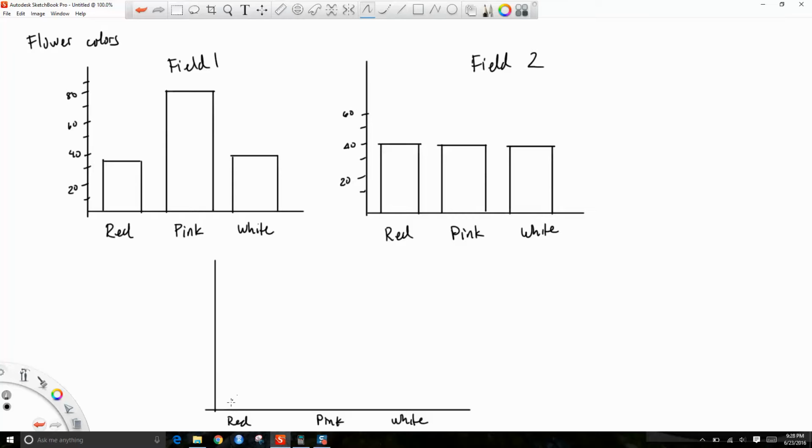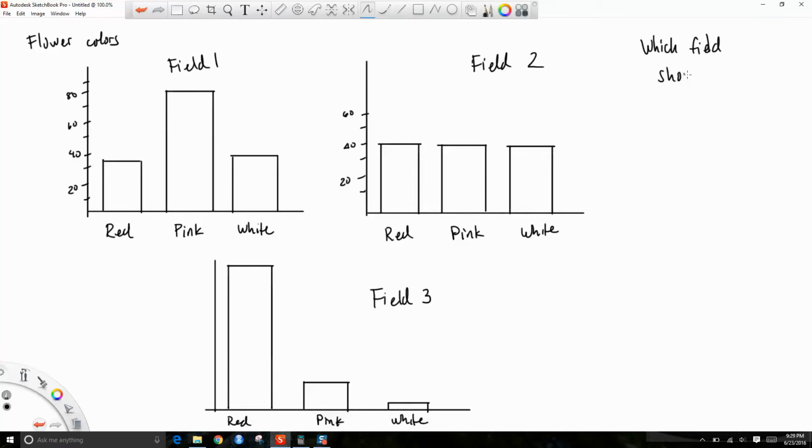Okay, and then field 3 had this many red flowers, this many pink flowers, and this many white flowers. Okay, and then there's a question of which field shows the greatest variation in flower color.